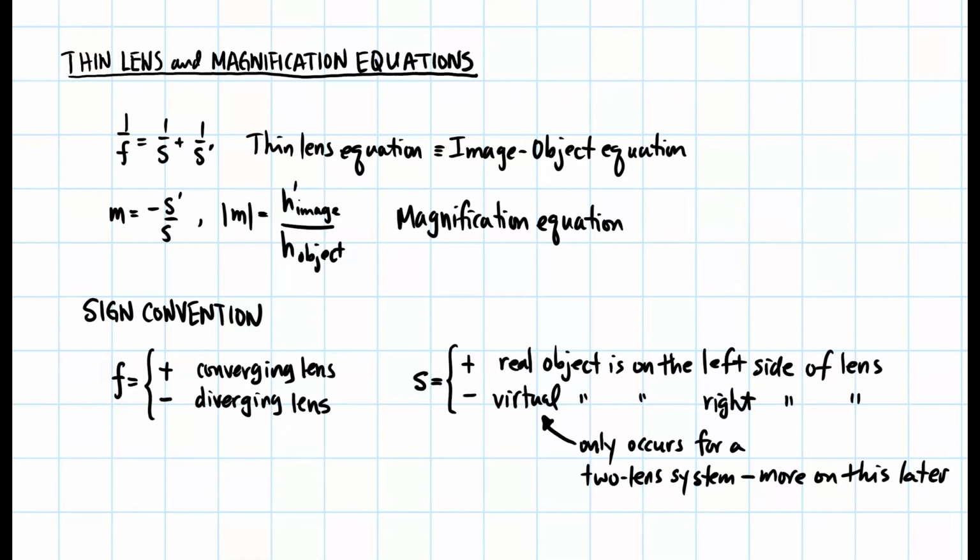The sign convention for objects: if I get a positive object distance, that means it's a real object and it's on the left side of the lens. However, there is such a thing called a virtual object, and that object is on the right side of the lens. However, this virtual object only occurs for a two-lens system. We'll talk about this when we deal with two-lens systems.